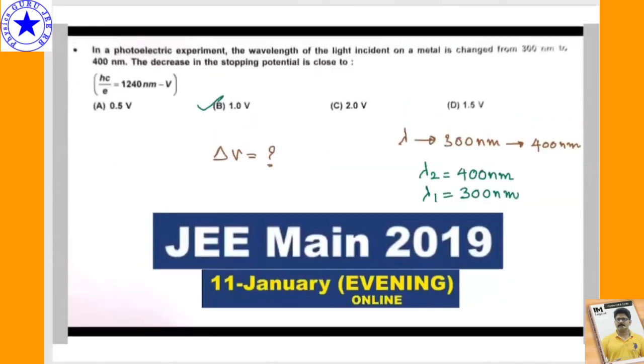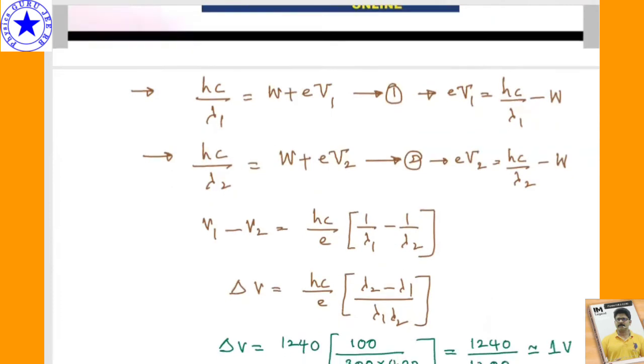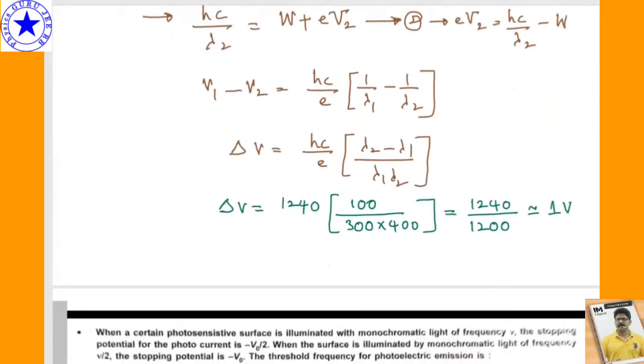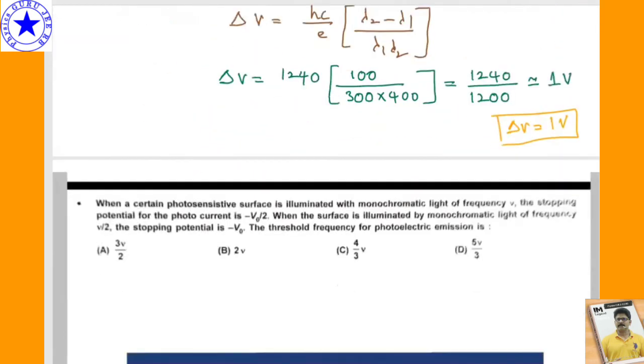So delta V we have to calculate in these experiments. What did I use? Only the photoelectric equation, and then I calculated the total delta V. We are getting it as 1 volt. Hope this is clear. Simple question based on the photoelectric equation. Next, going to the next problem.